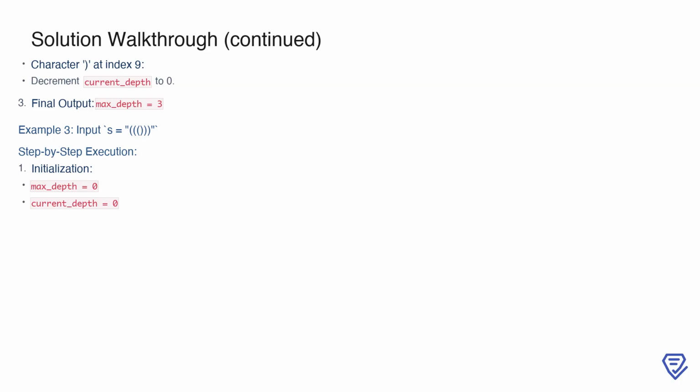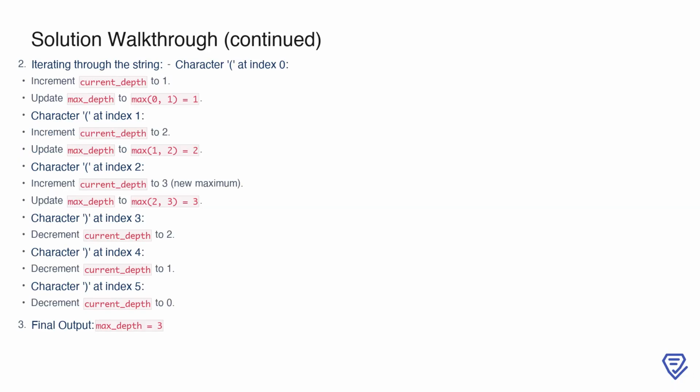As before, we start by initializing max_depth to 0 and current_depth to 0. Then, we begin iterating through the string. In this example, the first character, at index 0 increases current_depth to 1, and we update max_depth to the maximum of 0 and 1, which is 1. The next character, at index 1 further increases current_depth to 2. We then update max_depth to the maximum of 1 and 2, resulting in 2.